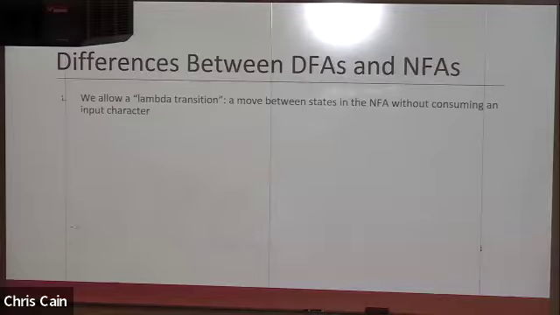First, we're going to allow what we're going to call a lambda transition. This is a transition from an outgoing state to an incoming state that does not consume a character in the input. I like to think of this as teleportation. We can move from one state to another state instantly. It's also kind of like a process fork. It's an optional transition. You can either stay in the current state or teleport to the new state. So in one sense, you're in both states at the same time.